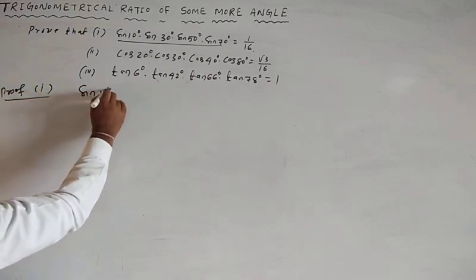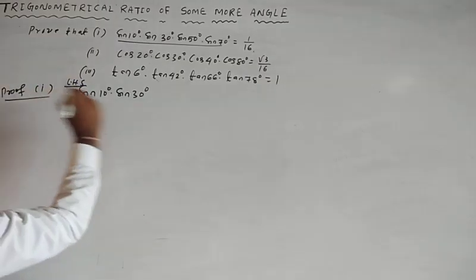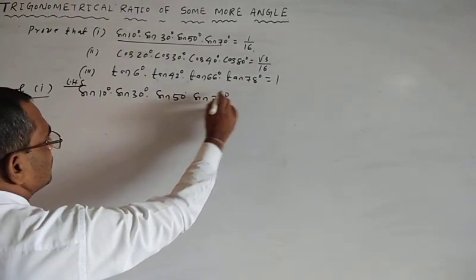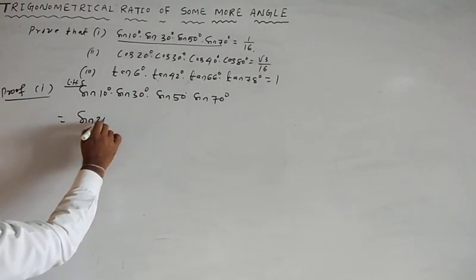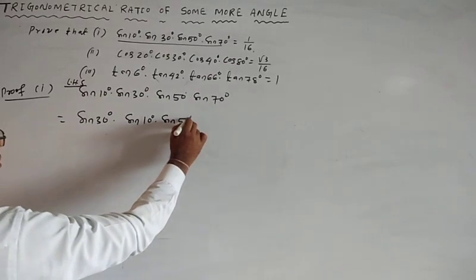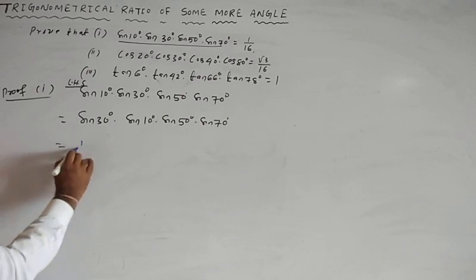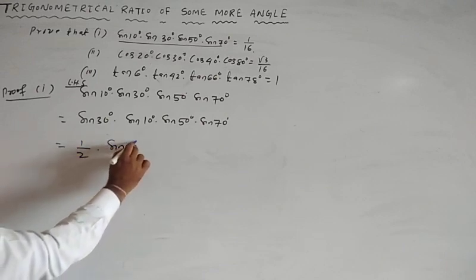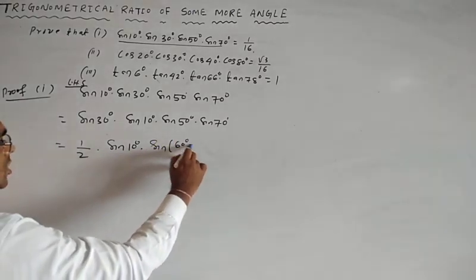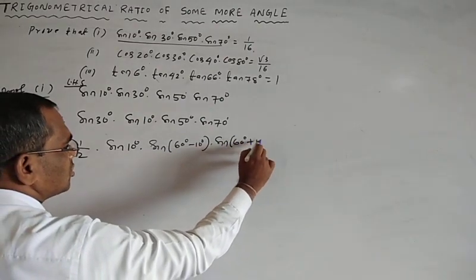Proof of 1: sin 10 degree into sin 30 degree, you have to take the LHS part, into sin 50 degree into sin 70 degree. So this is equal to sin 30 degree, sin 10 into sin 50 degree into sin 70 degree, you can write in this way. You know sin 30 is equal to 1 by 2 and this is equal to sin 10 degree. Here 50 means this is equal to 60 degree minus 10 degree and 70 means this is equal to 60 degree plus 10 degree.